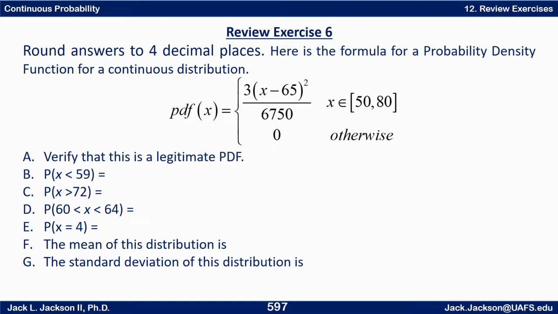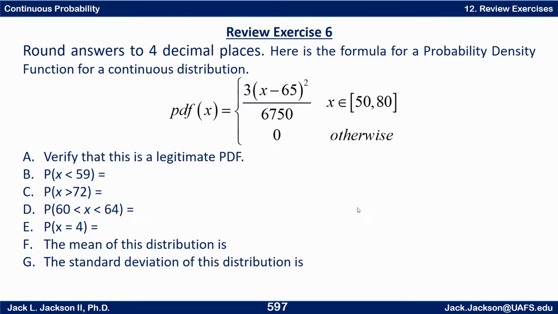All right, let's look at this next review exercise 6. We're going to round our answers to 4 decimal places. Here's the formula for a probability density function, PDF, for a continuous distribution. The PDF of x is 3 times (x minus 65) squared over 6,750 from x going from 50 to 80, and 0 otherwise.